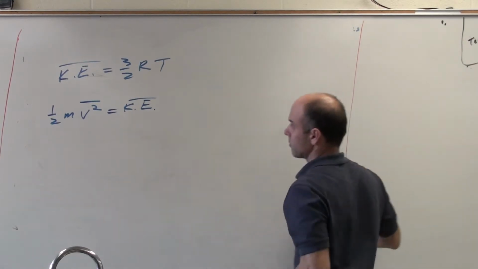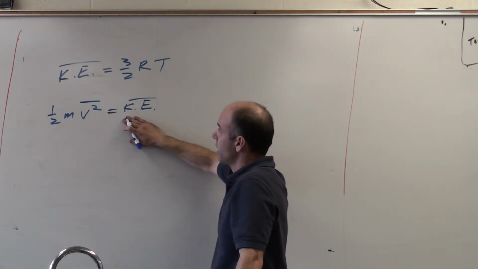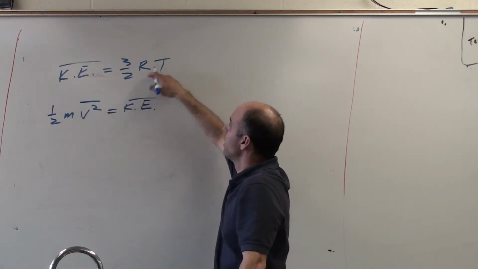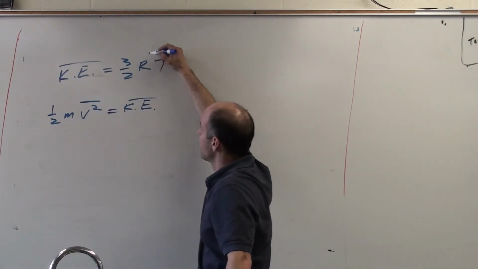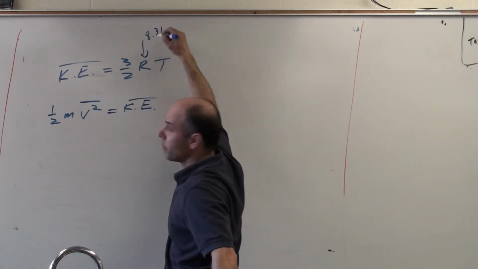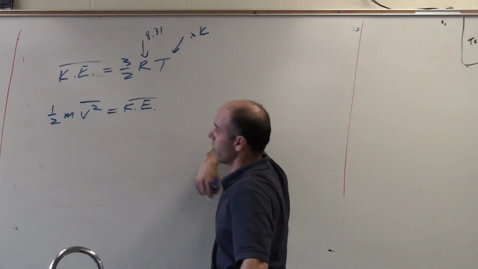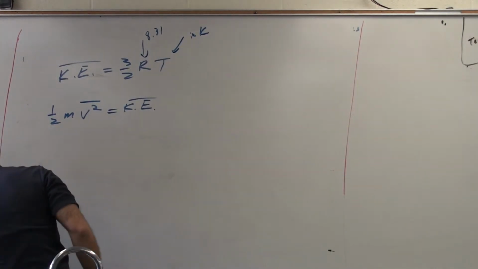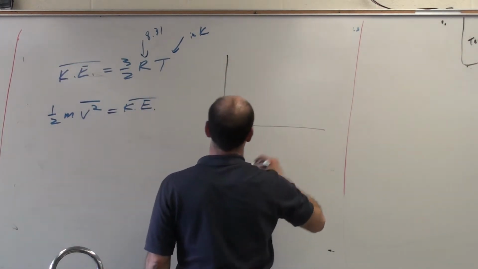This is the equation for kinetic energy. And so when you look at this equation, kinetic energy is 3/2 RT. R is the universal gas constant, 8.31. T is temperature in Kelvin. So this doesn't hurt to remind you.